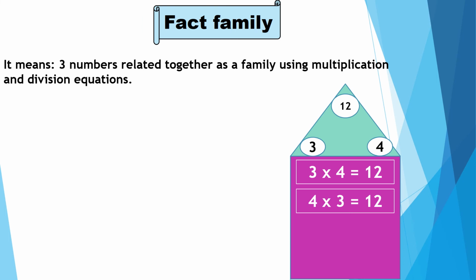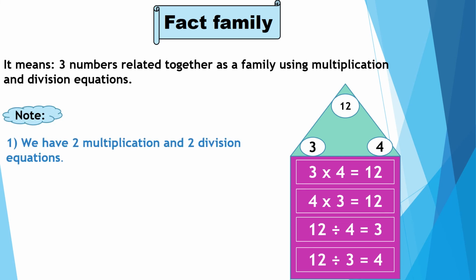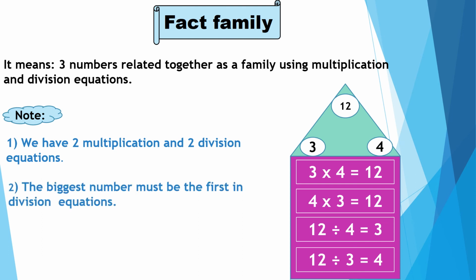We will have now two division equations. In division equation, we must put the big number first. We must write 12 first. So 12 divided by 4 equals 3. And the next one will be 12 divided by 3 equals 4. So we will note that we have two multiplication equations and two division equations. Number 2, the biggest number must be the first in division equation.